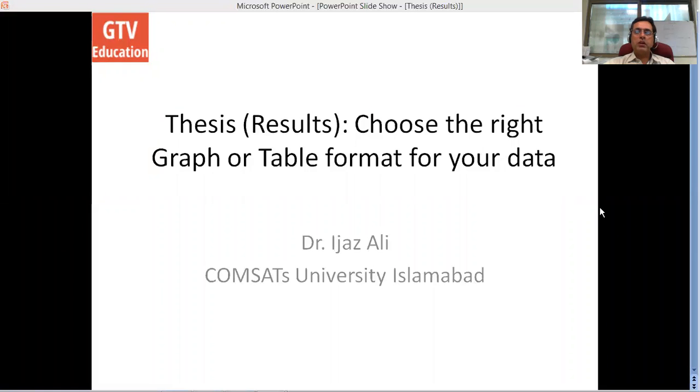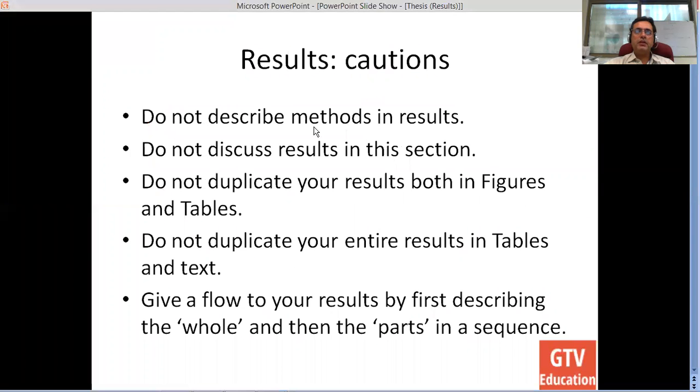But before I discuss tables and graphs, I just want to tell you about certain cautions that you have to take when you are going to write your results, because I have seen many students who are making these mistakes when they are describing their results.